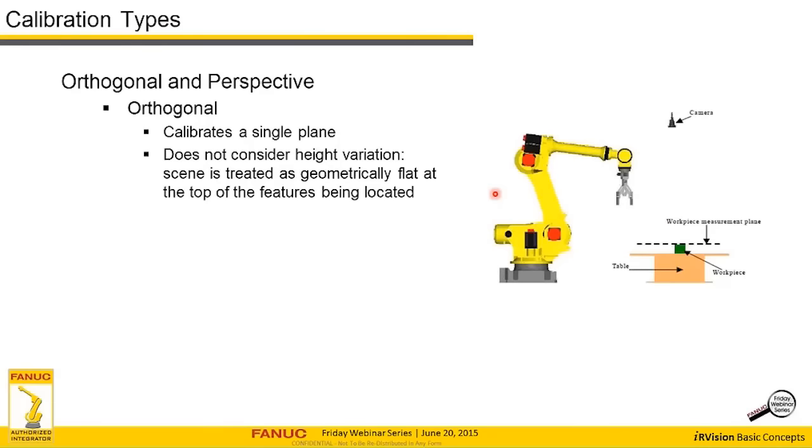I'm going to show you how to do that calibration now that we have a taught calibration grid. But first I want to talk about the types of calibrations that are available in iRVision. I find there's a lot of confusion about these. So let's start with the most basic calibration. That's called orthogonal calibration.